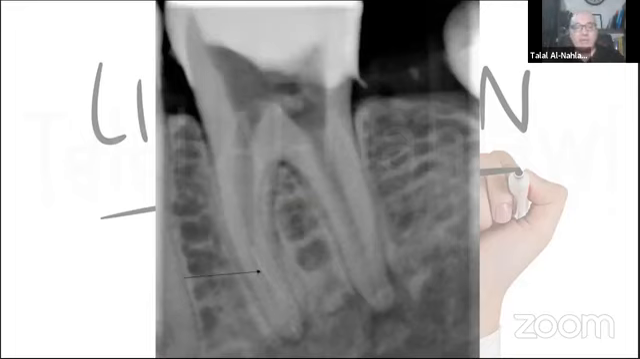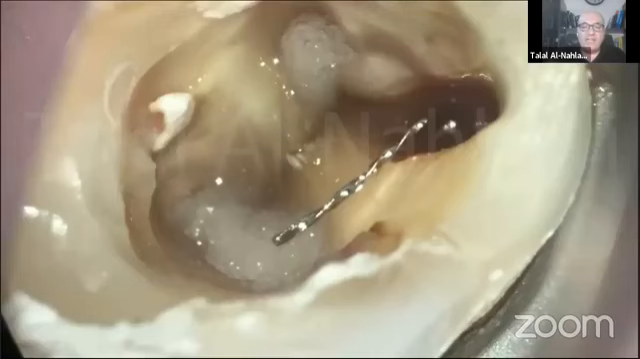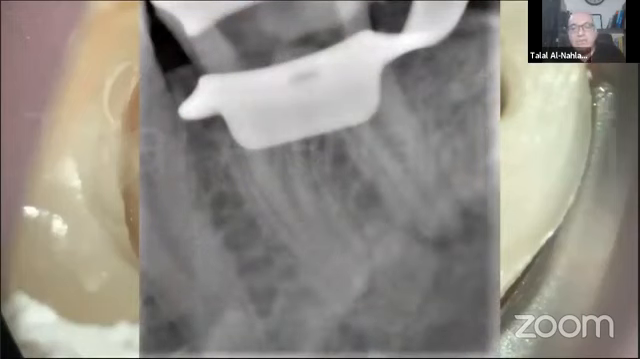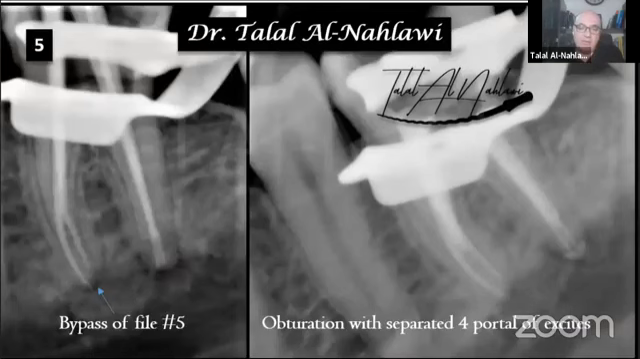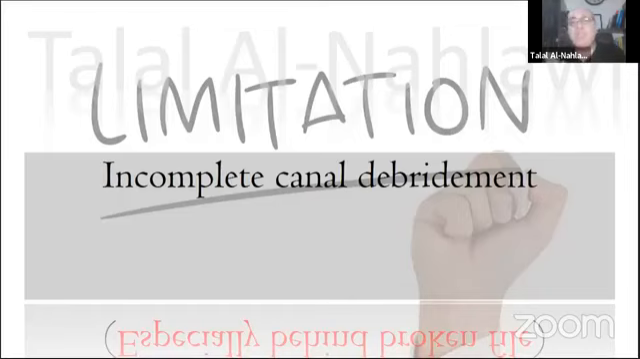I removed the final one. I discovered that I have a very tiny one, a small broken file at the apical area. I removed it, but the very first one, the end one, I will not, of course, be able to remove, so I bypassed. So this is the case before and after, dealing with a clinical case with 5 broken files. This is one limitation of bypass.